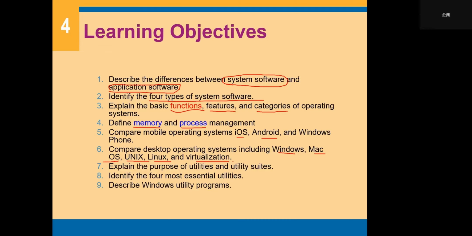Similarly, you may compare some desktop operating systems, including Windows, the Mac operating system, Unix, Linux, and virtualization. When you're running any of the operating systems, you may run a virtualized operating system in some virtualizer, such as VMware or some similar software which can provide such functionalities. So you can run both operating systems. In fact, the real operating system is only one, but you can run both through this virtualization. And then the objective is to explain the purpose of the utilities and utility suites.